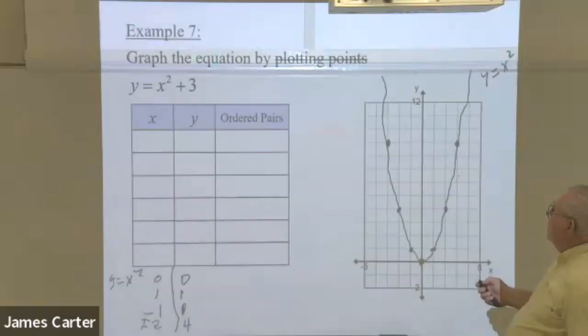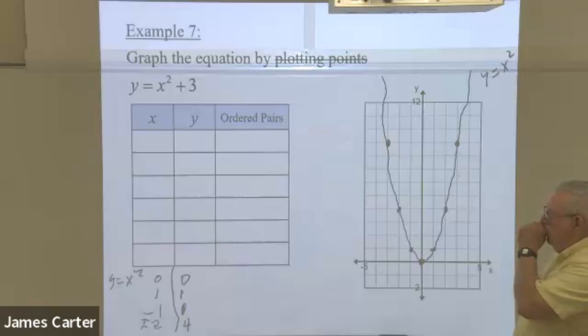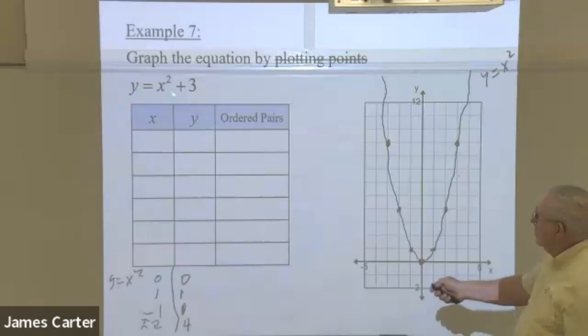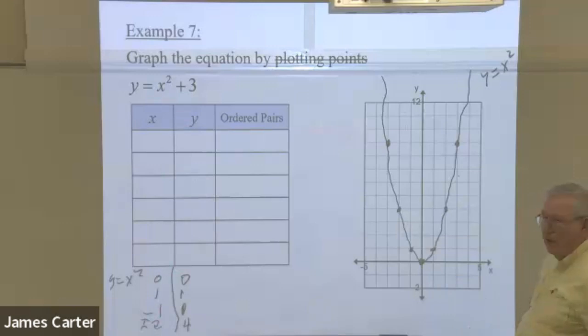Now, they like to have you plot points. I hate plotting points. It's too much work. They make what they call an XY table. Here's another example of one.